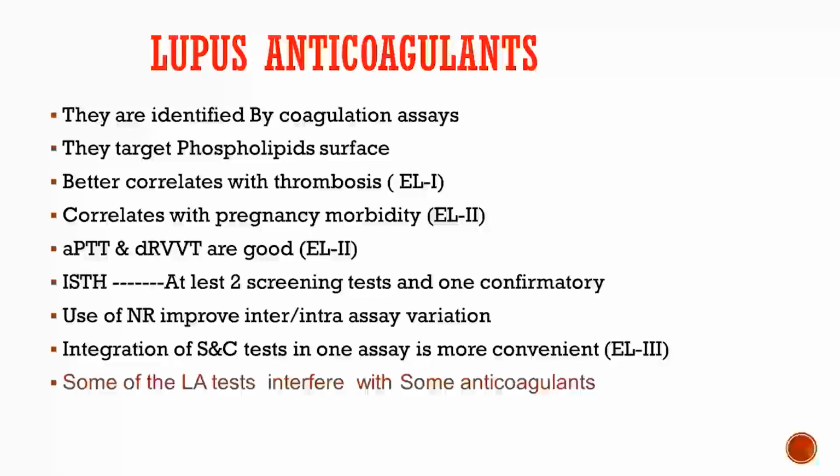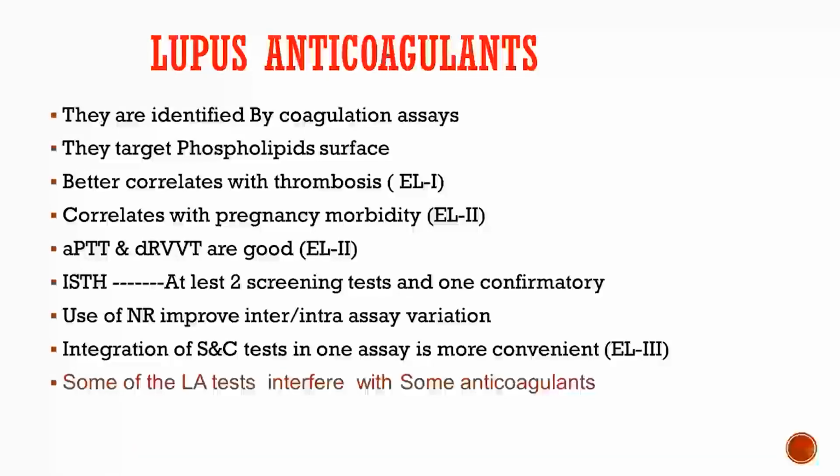Lupus anticoagulant is the exception: a group of antibodies identified by different coagulation assays, which target the phospholipid surface. It correlates better with thrombosis. We know that the specificity of LA is higher than the other antibodies, and it correlates more with pregnancy failure. We detect it by aPTT, which is usually prolonged, or the diluted Russell viper venom test, which is the recommended screening test. The ISTH recommends at least 2 screening tests and 1 confirmatory test to confirm the presence of lupus anticoagulant.